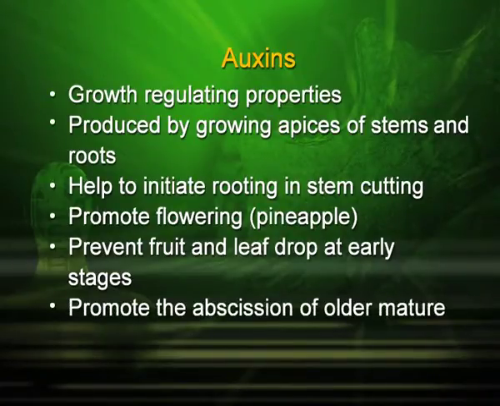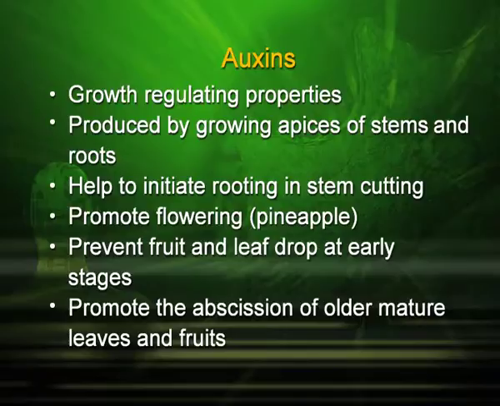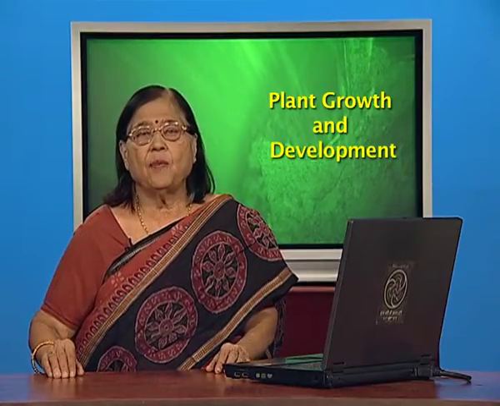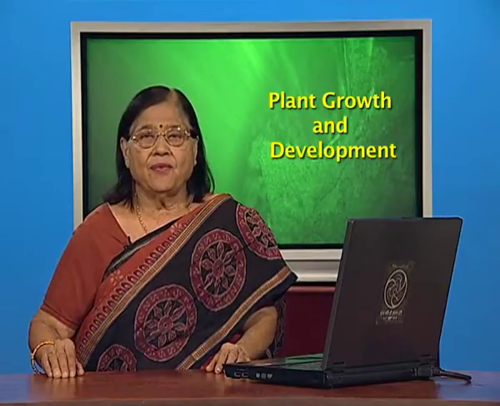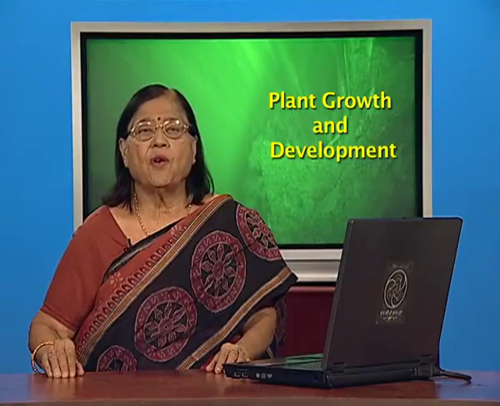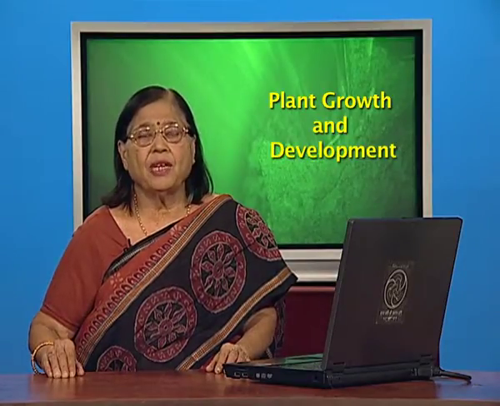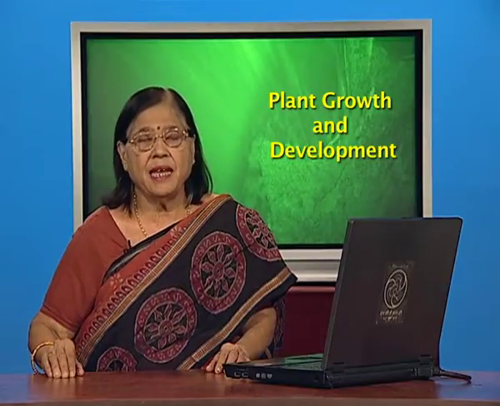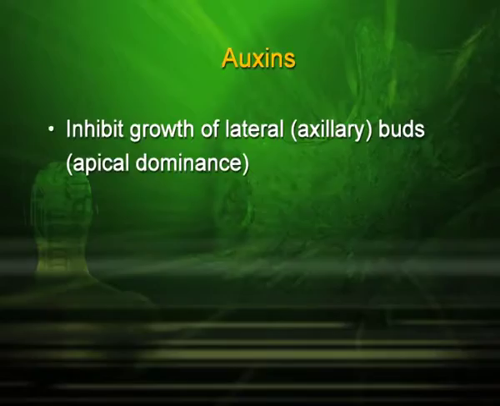It promotes the abscission of older mature leaves and fruits. On one hand, it prevents dropping of early fruits and early leaves. On the other hand, it promotes dropping of mature ripe fruit and the leaves which are filled with excretory matter, which is again an important phenomenon. It inhibits growth of lateral or axillary buds, that is apical dominance.